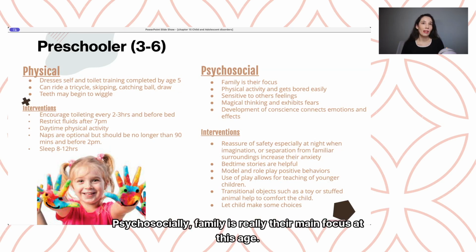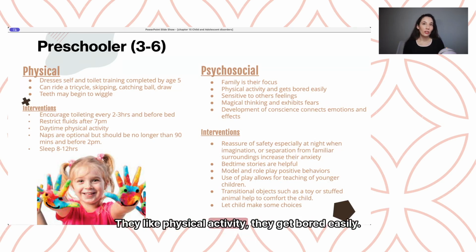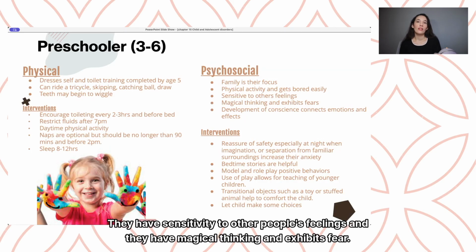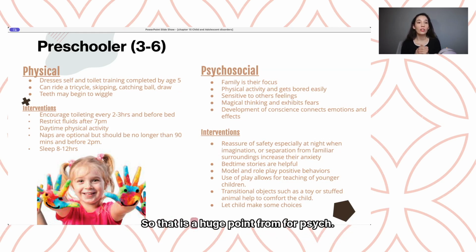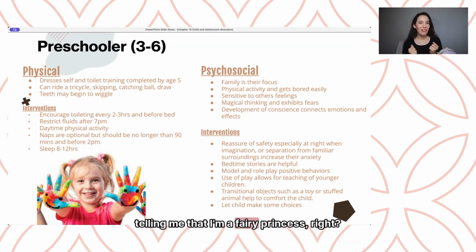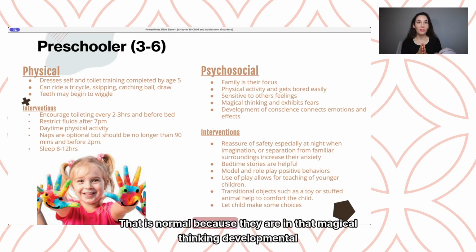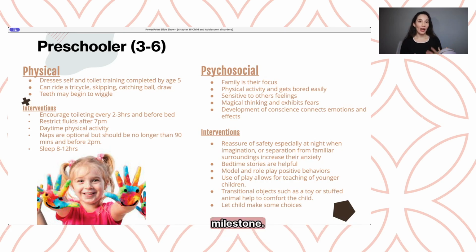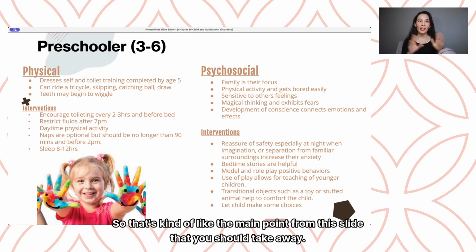Socially, family is really their main focus at this age. They like physical activity. They get bored easily. They have sensitivity to other people's feelings, and they have magical thinking and exhibit fears. So that is a huge point for psych. If you have a 3 to 6 year old coming in and saying, I'm a fairy princess and I hear voices telling me that I'm a fairy princess, right? That is normal because they are in that magical thinking developmental milestone. They are not psychotic, right? So that's the main point from this slide that you should take away.